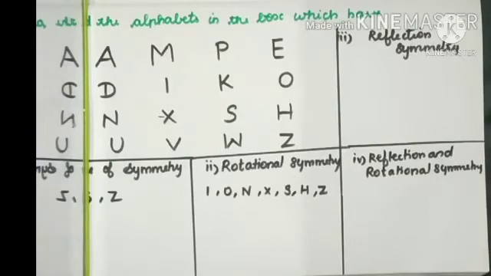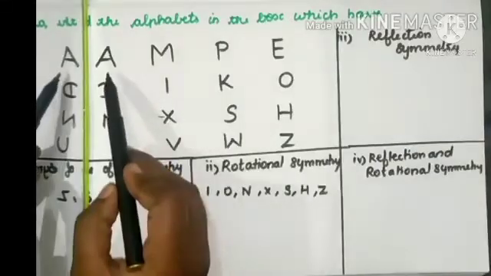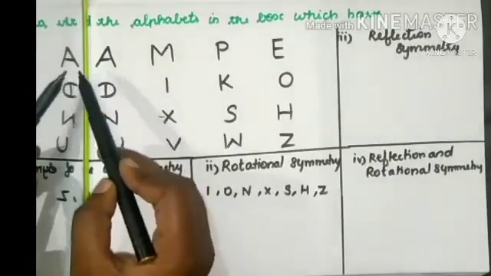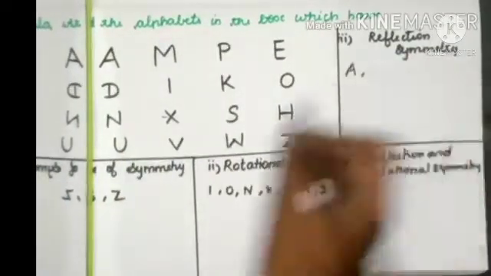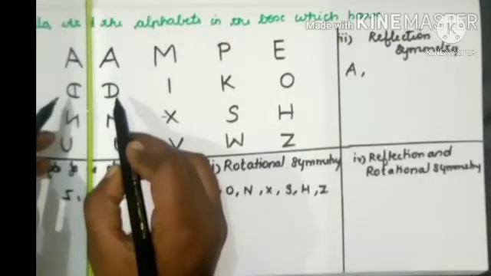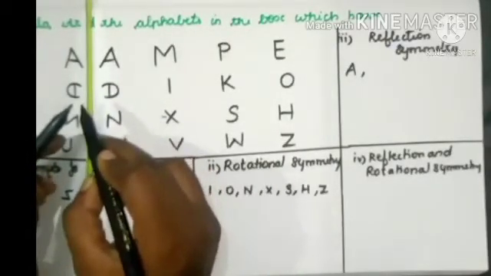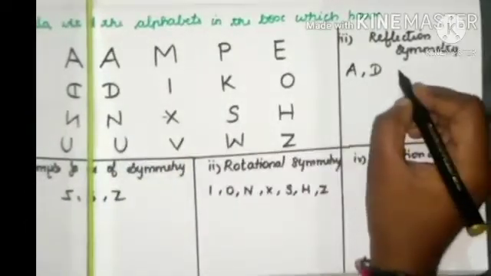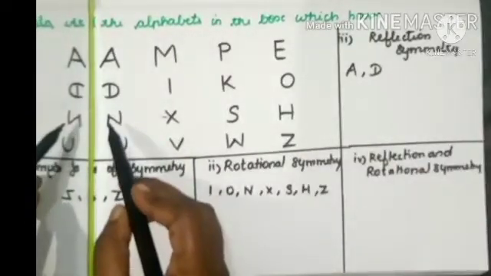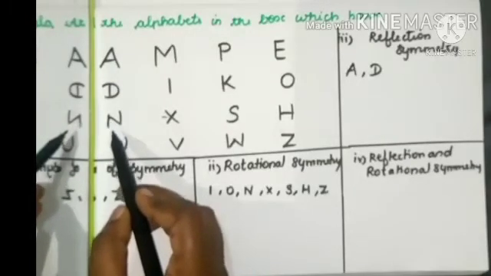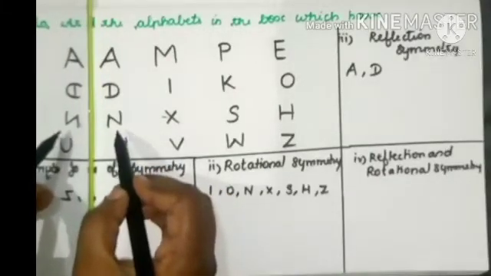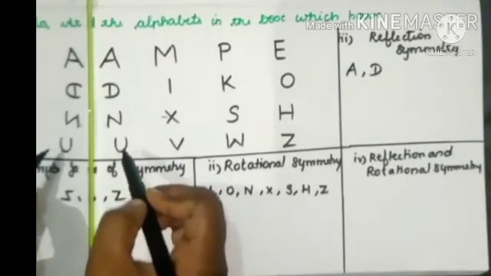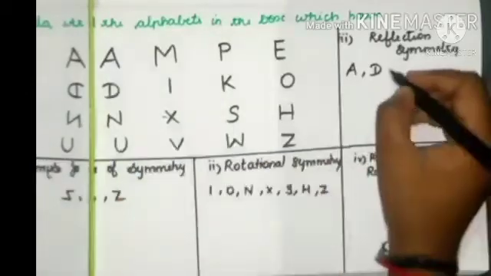Students, now let's check which letter has reflection symmetry. Now let's check it for the letter A. See, the reflection image of A is A. Therefore, the letter A has reflection symmetry. And for D, yes, it is a reflection image of the letter D. D also has reflection symmetry. And for the letter N, yes, N has no reflection symmetry. It is different. And for the letter U, yes, U has reflection symmetry.